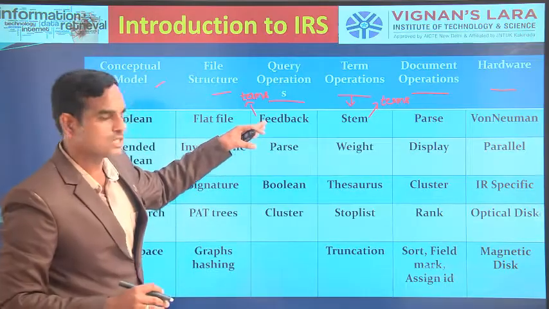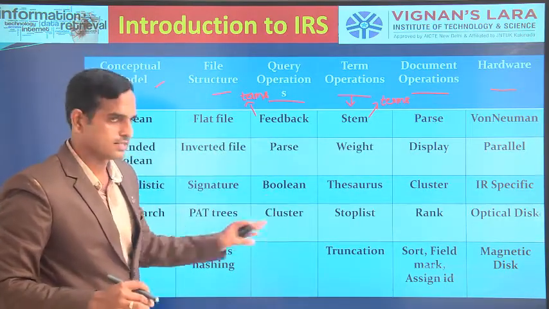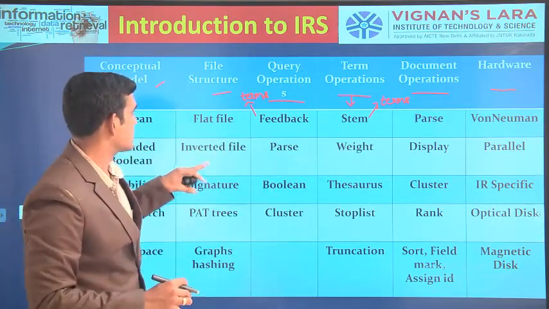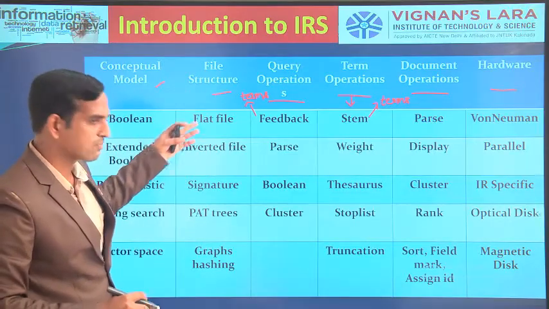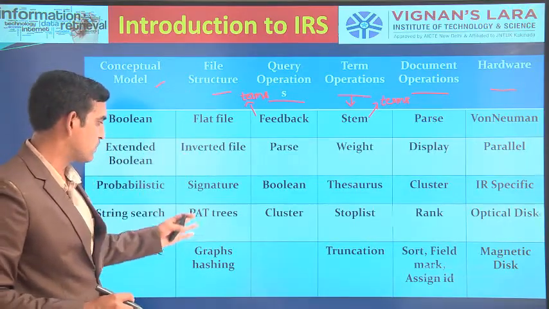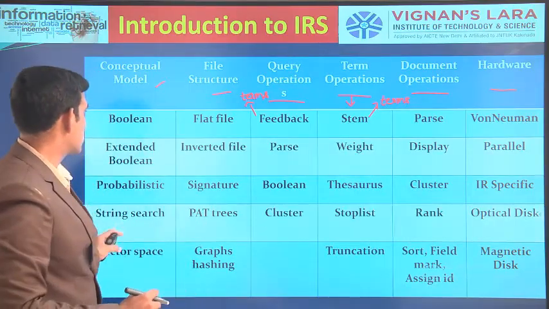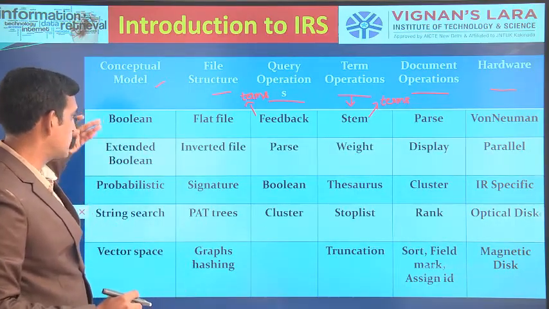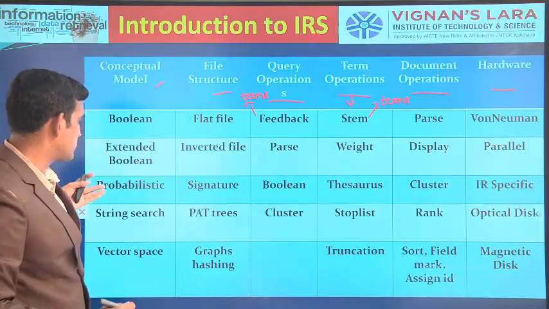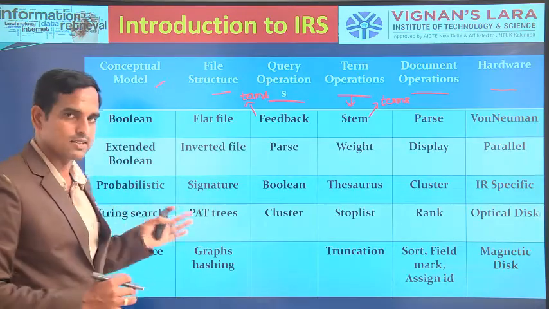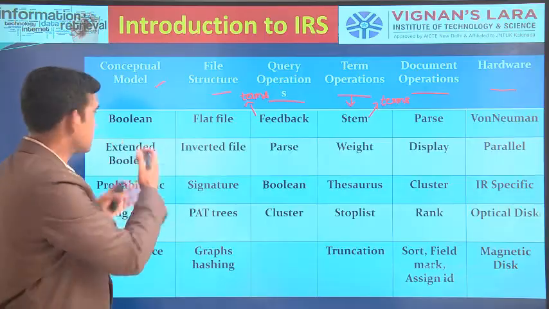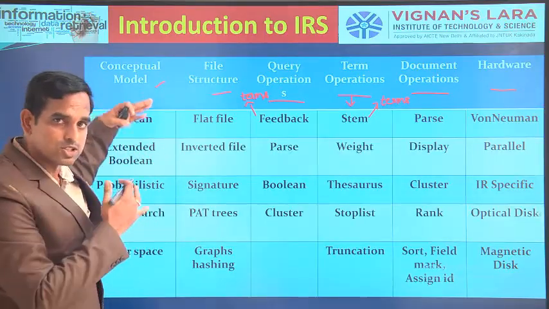Okay, that is feedback is one term, parse, boolean, cluster. Okay, the file structure we will be having flat files, inverted files, signature files, path trees, graphs and hashing. And coming to the conceptual model, we are having boolean model, extended boolean model, probabilistic model, string search, vector search. Okay, these are the various things we can use as a conceptual model.